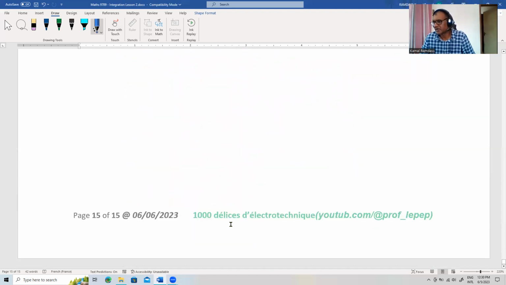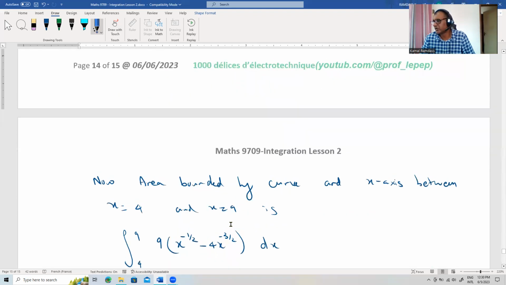OK? Et ça, c'est ma question de 2022 et 2021 sur integration pour le papier Pure Mathematics P1. Et là, on arrête la leçon et ça veut dire là, mon fille termine mon cours pour papier 1, Pure Mathematics P1.